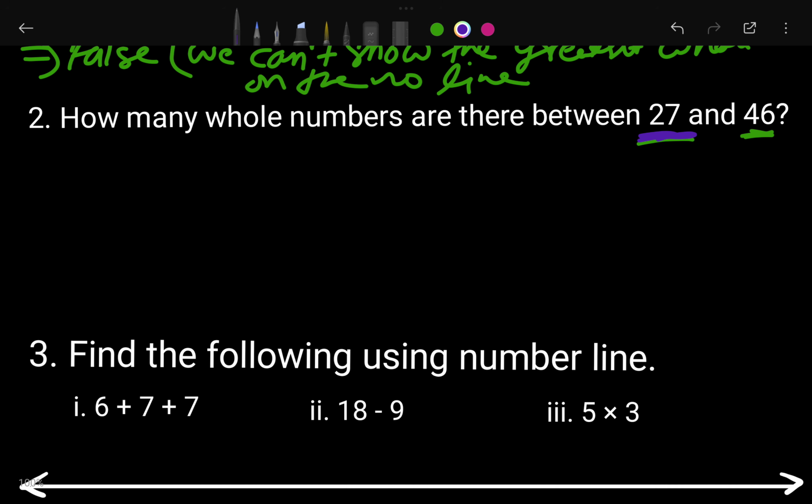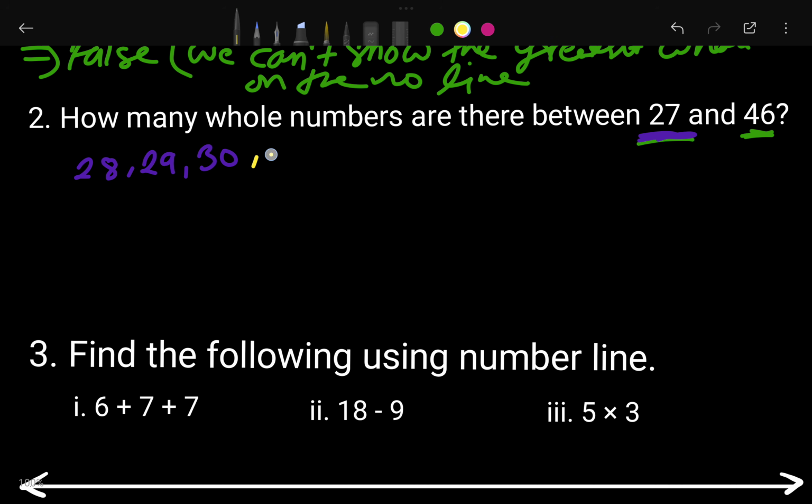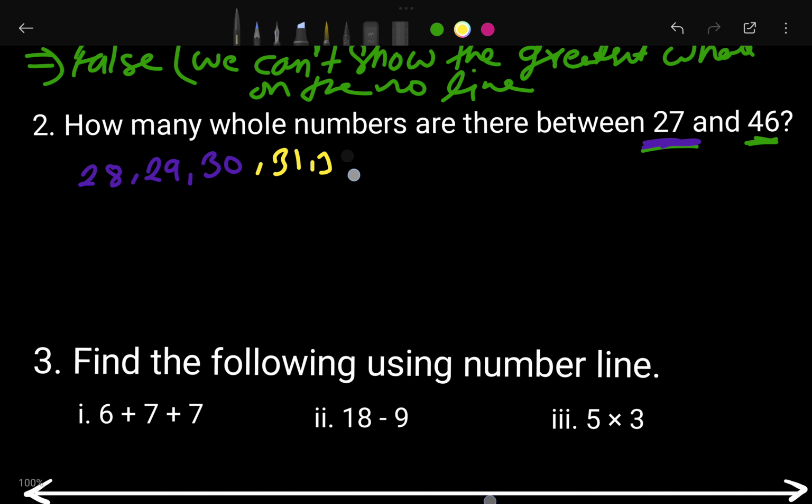Because 27 is already given, we cannot write the 27. So we will count from the next one. That is 28, 29 and 30. I think this pen is not writing for you. Okay, I will use this one. 30, then 31, then 32.